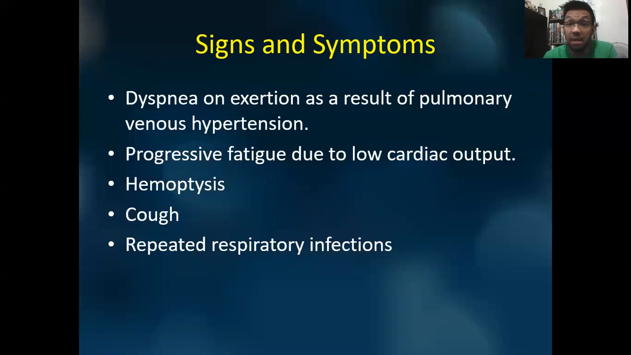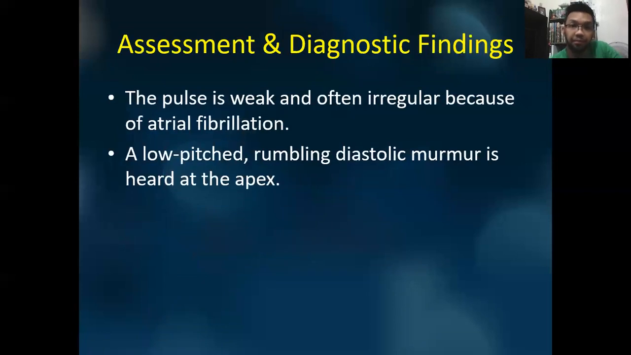There is hemoptysis. When we talk about hemoptysis, this is blood in the sputum. So if the patient's sputum is streaked with blood, this is it, hemoptysis. There's also cough. And they can have repeated respiratory infections due to pulmonary congestion. So this can occur if there is pulmonary congestion brought about by the backflow of blood to the lungs.